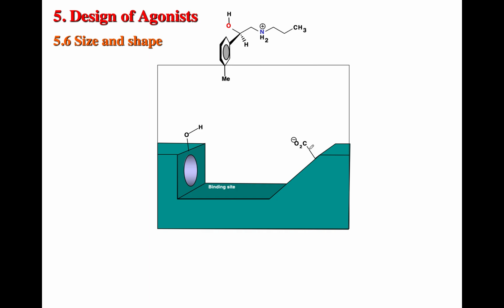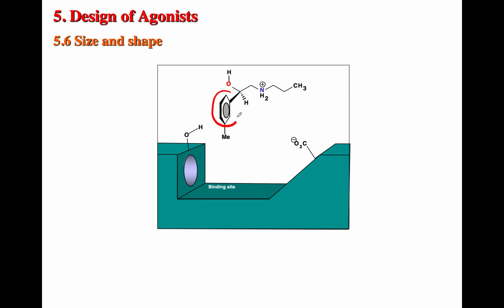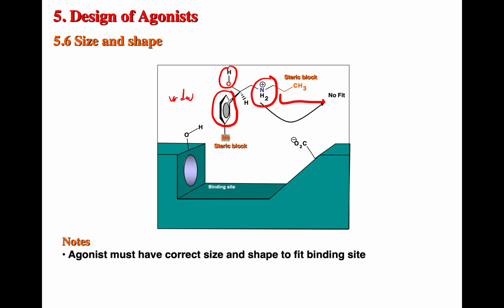Now size and shape as well. This molecule here has all the different groups that we need: van der Waals, hydrogen bonding, and ionic. But it's too big. It won't be able to fit within the binding pocket because of the steric block here. There's also another steric block down here. So it's not going to be able to get in. No fit. So agonists must have the correct size and correct shape to fit the binding sites. And when you have groups that are too big that prevent access, they are called steric shields or steric blocks.